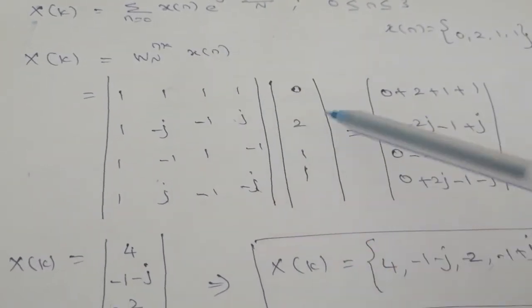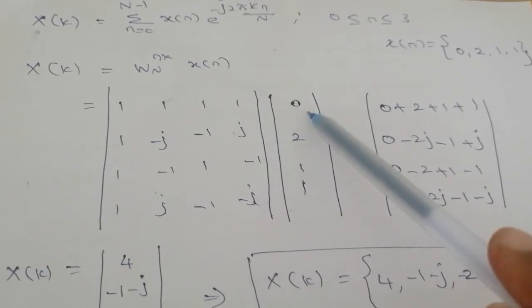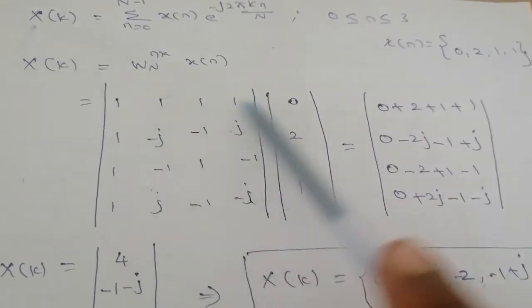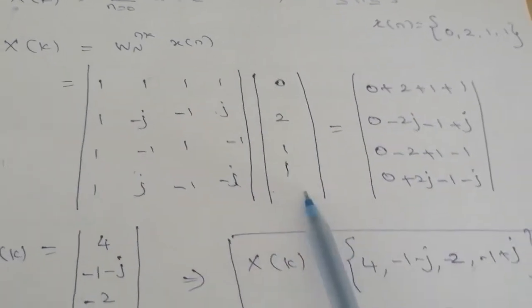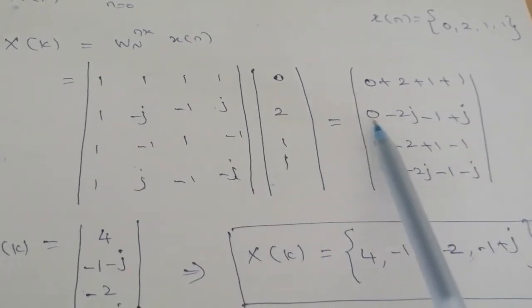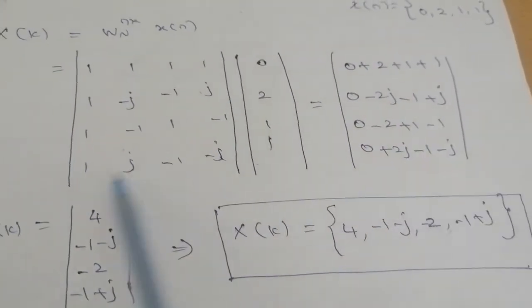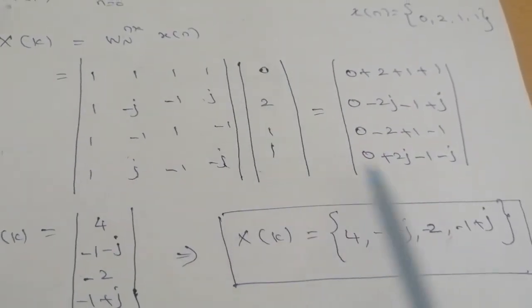Then x of n. So x of n is our found value, that is 0, 1, 1. Then directly multiply with the first row, first column, that is matrix multiplication. First row, first column multiplied, we get this value. Then the second row, this one, to get this answer. Then the third row, this x of n will get this one. Then the last row, this column will get this one.